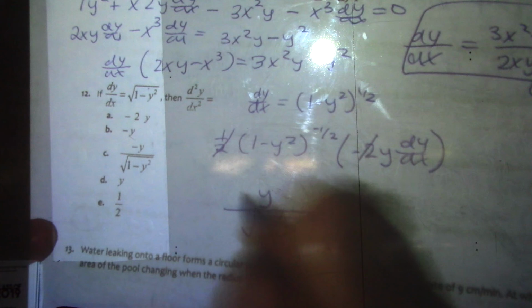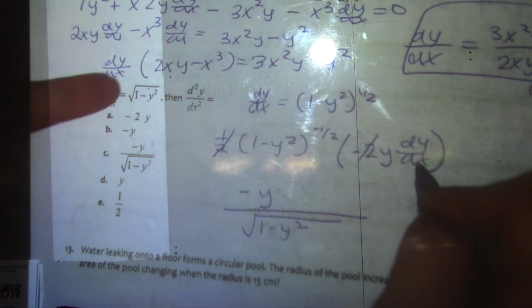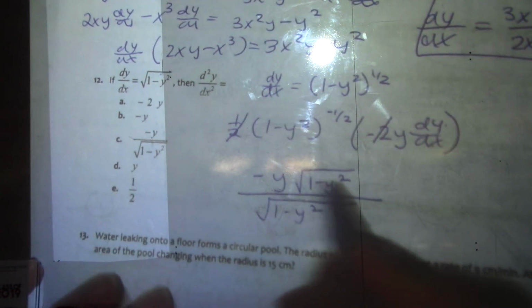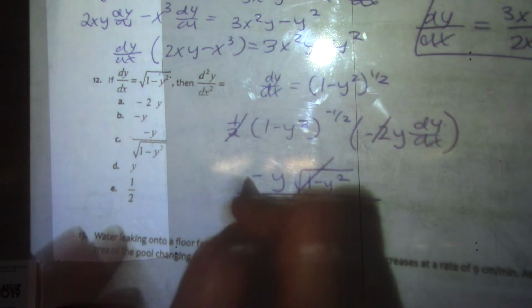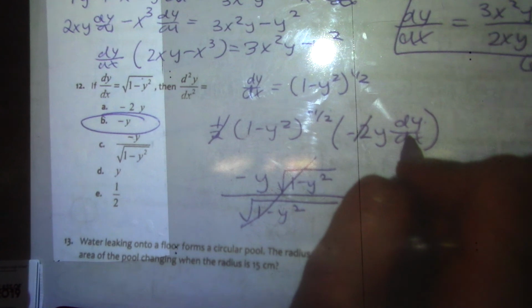I've got negative y right here, and then dy dx, well, dy dx is this square root of 1 minus y squared. So then you've got the square root of 1 minus y squared over the same thing, that cancels and I'm just left with negative y. Don't forget the dy dx. Oh, I already have it, I'm substituting in right here.